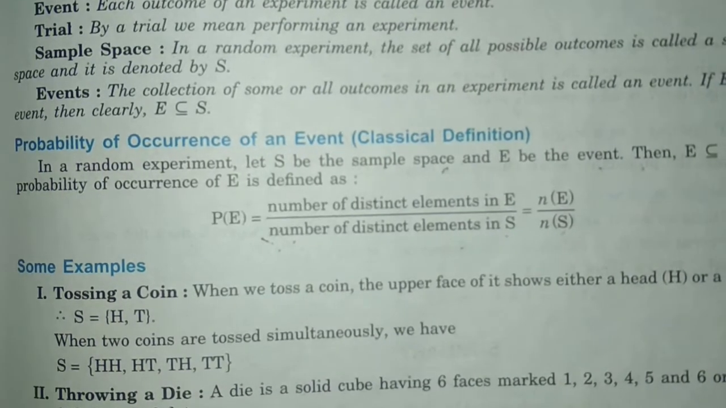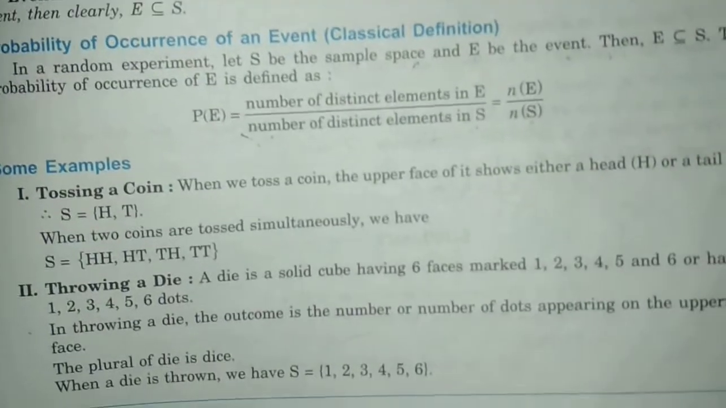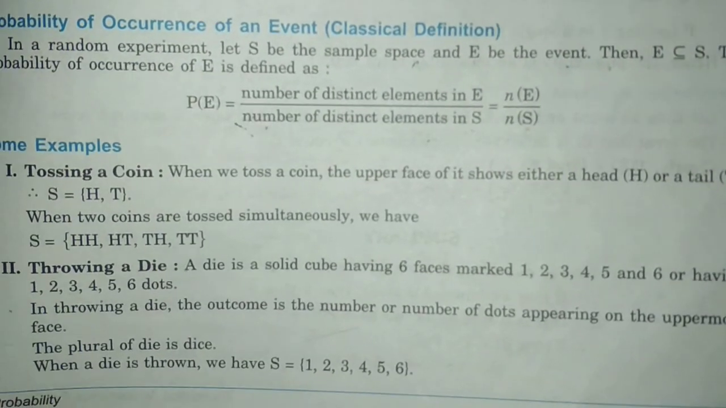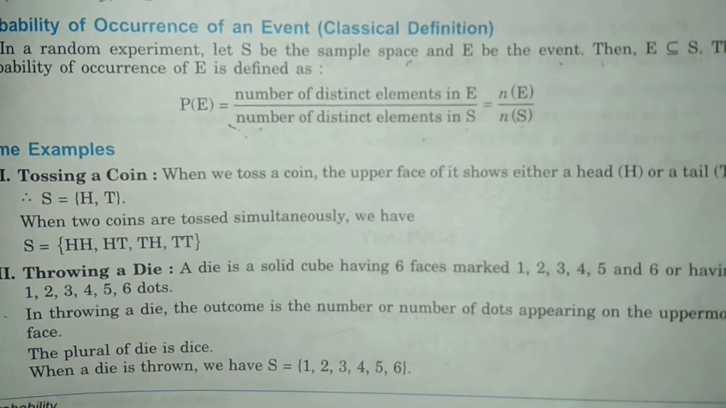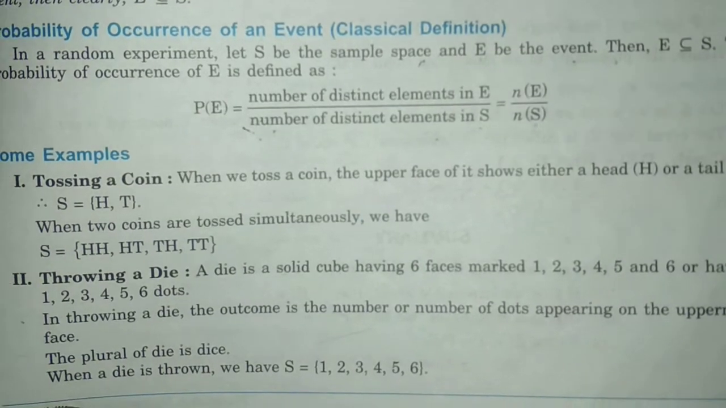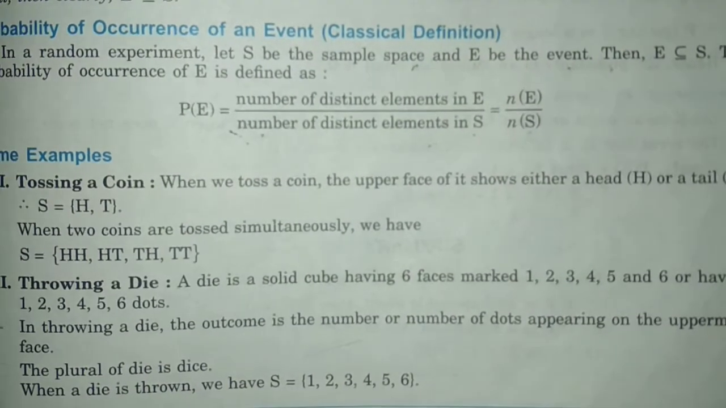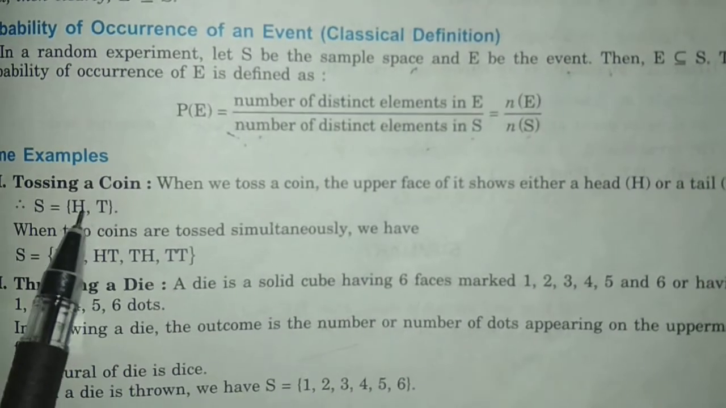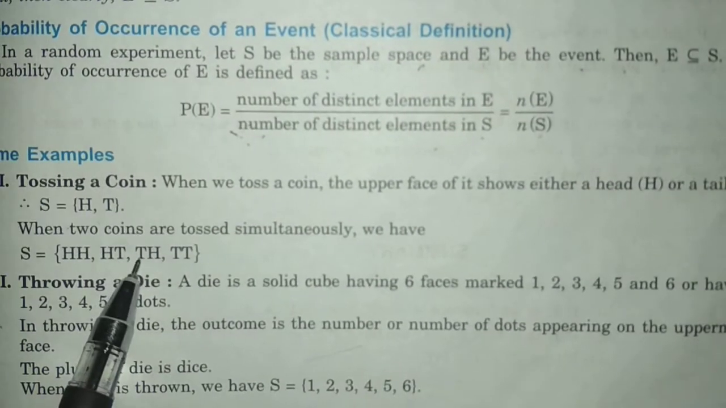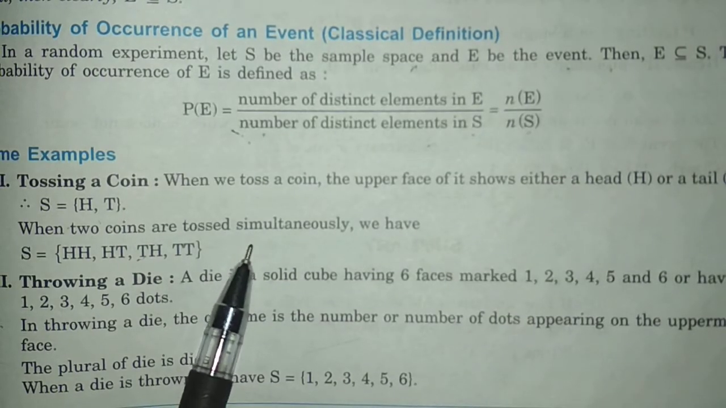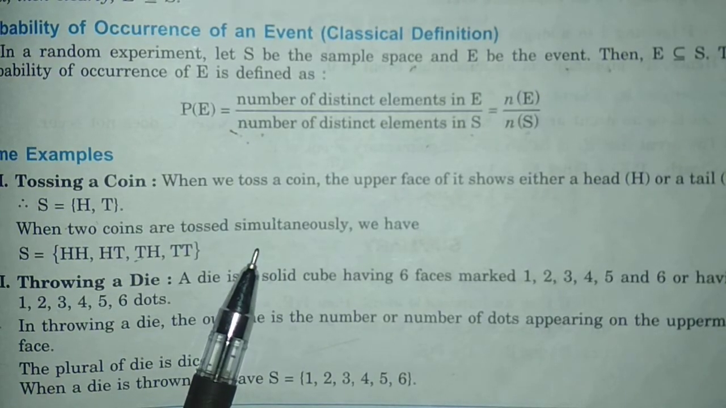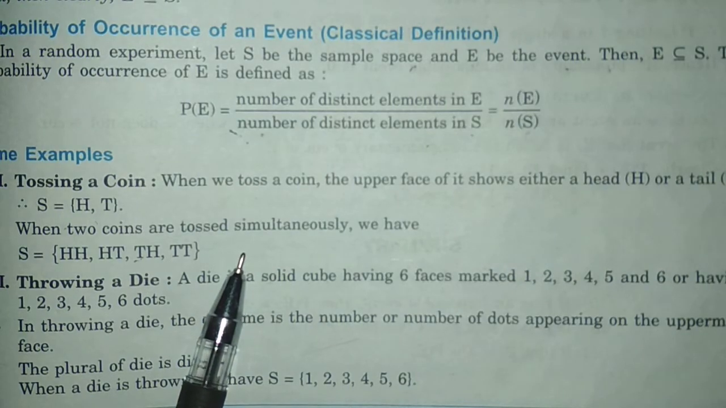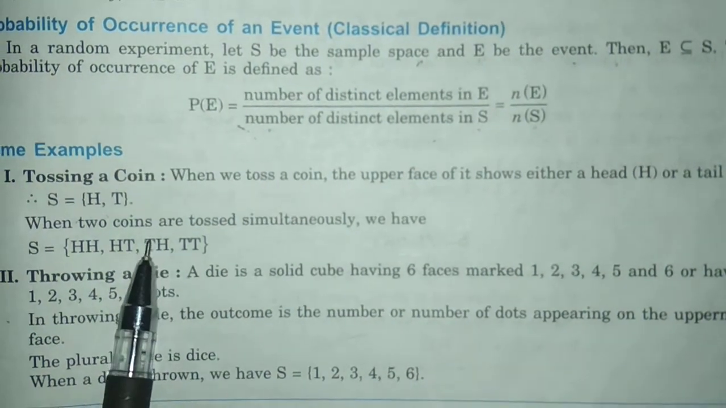Okay, now see, here it has written some examples. We will read it first. First is tossing a coin. When we toss a coin, the upper face of it shows either a head or a tail. So the sample space is H and T. When two coins are tossed simultaneously, means at a time two coins are tossed, then we have the probability to get both heads, or both tails, or one head one tail, or one tail one head. Okay, so this is called sample space.